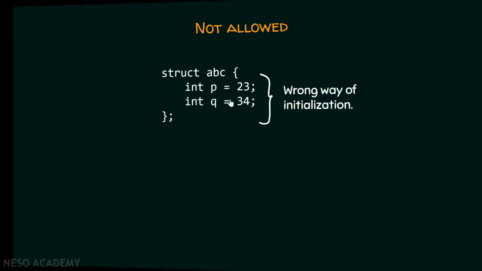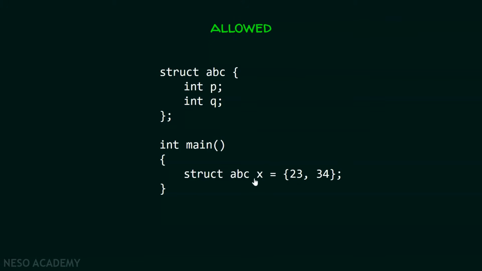This is not allowed. Although we can have a variable x of type struct ABC and then we can initialize these variables, right? 23 is being assigned to P and 34 is assigned to Q. We can initialize these variables by creating a variable of type struct ABC, right?